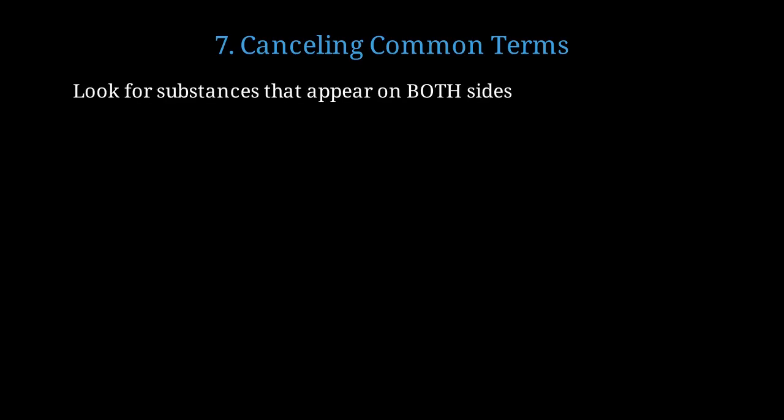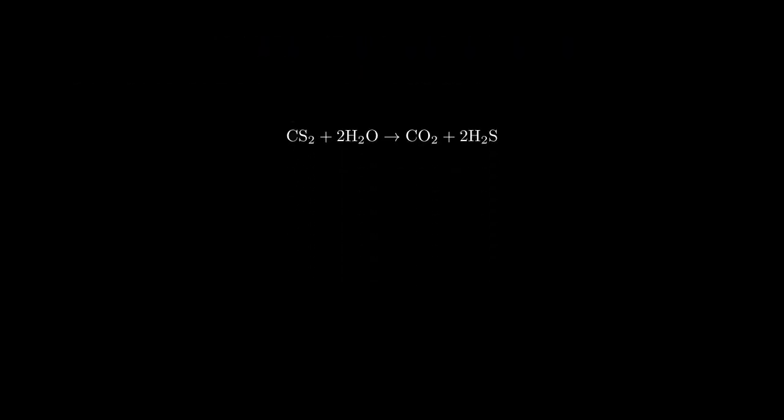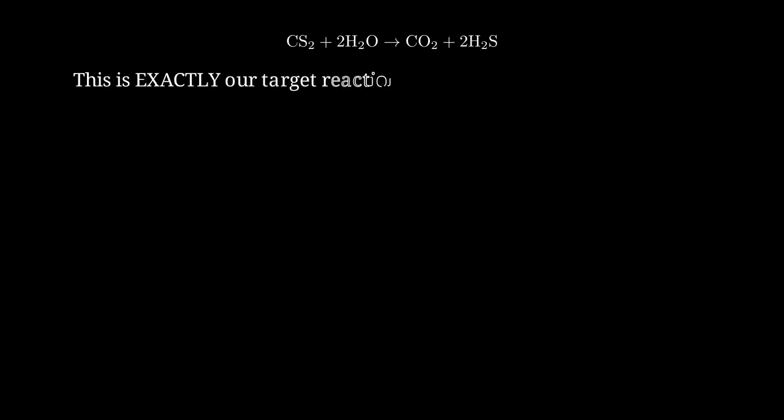Now we need to cancel terms that appear on both sides. Look for any substances that appear on both the reactant and product sides. We can see that 2SO2 and 3O2 appear on both sides, so they cancel out. After canceling these common terms from both sides of the equation, we get CS2 plus 2 water produces CO2 plus 2 hydrogen sulfide. This is exactly our target reaction. We've successfully combined the equations.